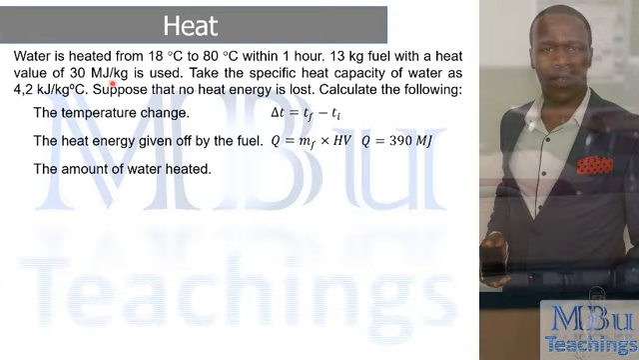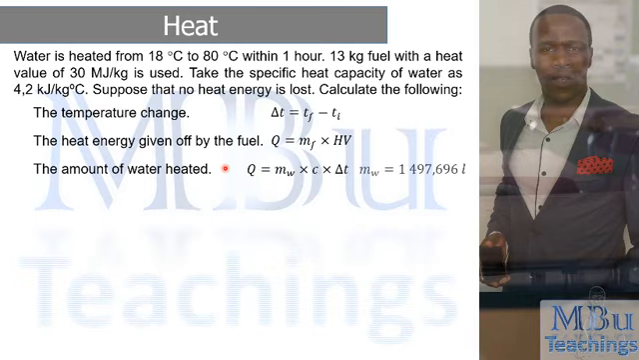We do have the heat value there, and also we do have the mass of fuel because we are told that it's a 13 kg fuel that's being used. So we do have both of them, so we multiply them out to get our energy. Then the next thing that they want is the amount of water that is being heated. This particular question is similar to the previous one because they want the mass. That's the amount, the quantity of water.